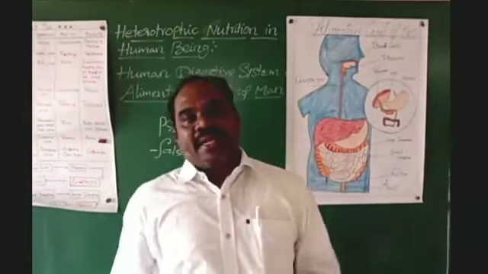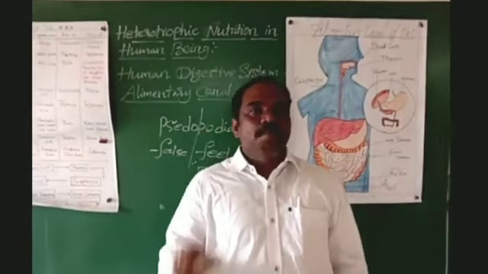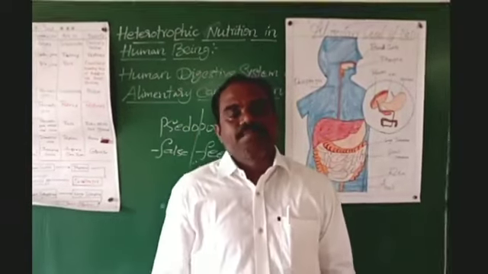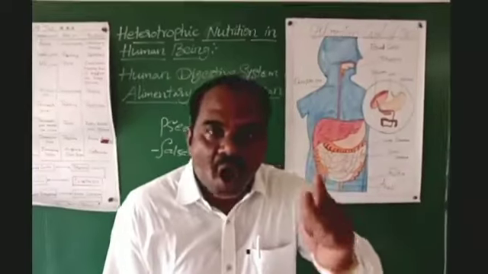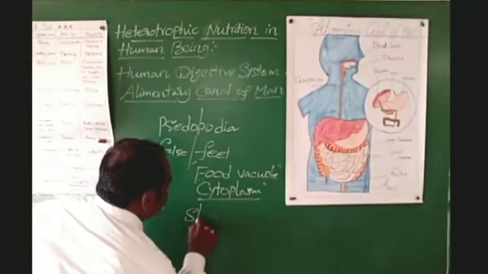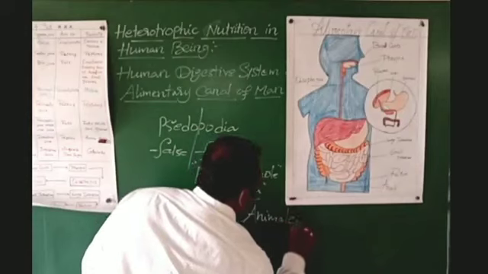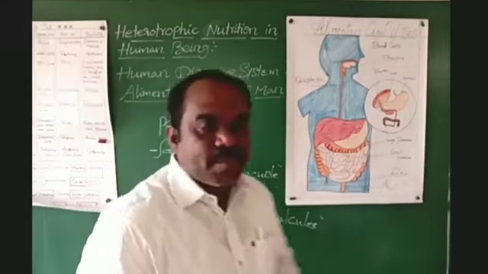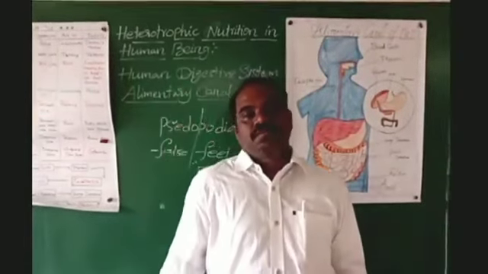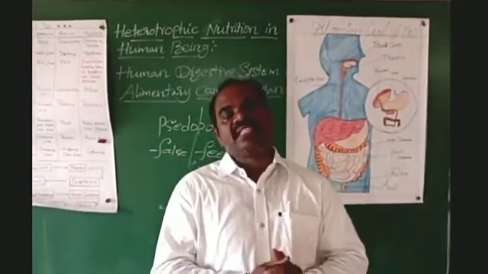In the previous class I explained heterotrophic nutrition in paramecium. Paramecium is a unicellular or single-celled organism. Paramecium is also called slipper animalcules.